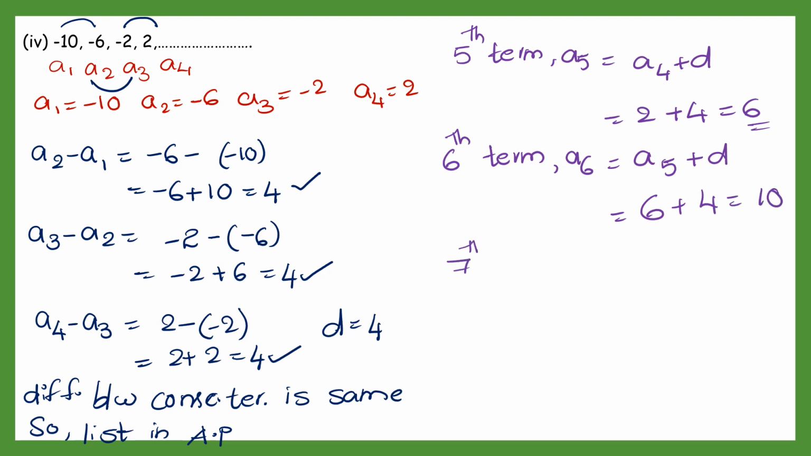Now the seventh term. Seventh term A7 is nothing but the sixth term plus common difference. Sixth term you got 10. 10 plus common difference 4. 10 plus 4 is 14.